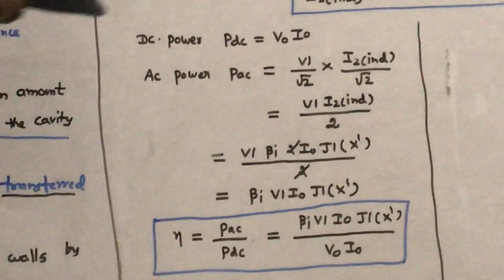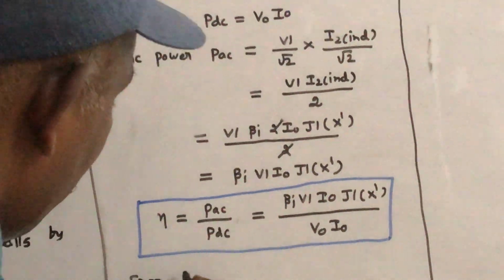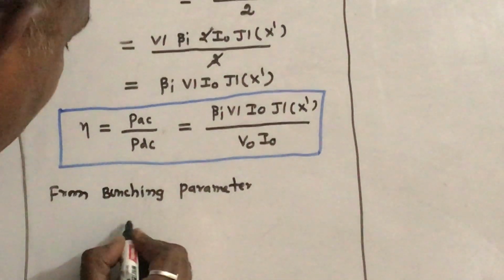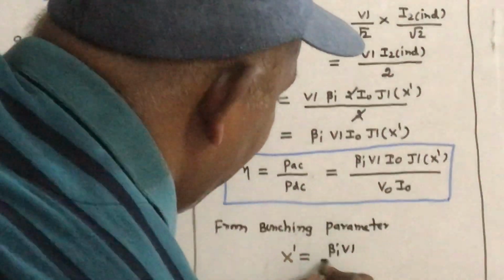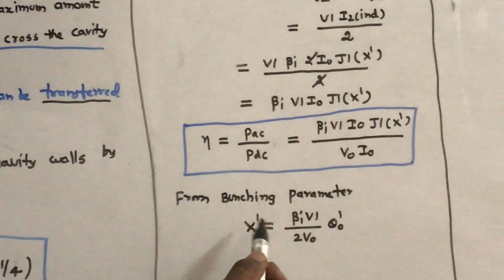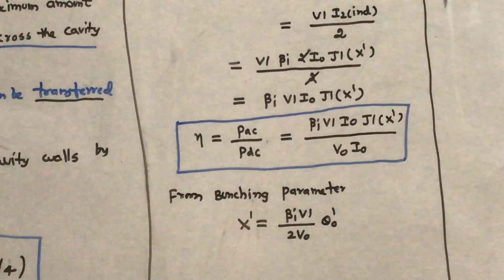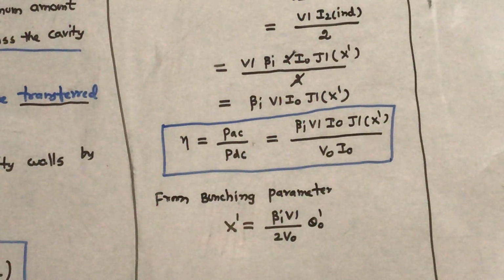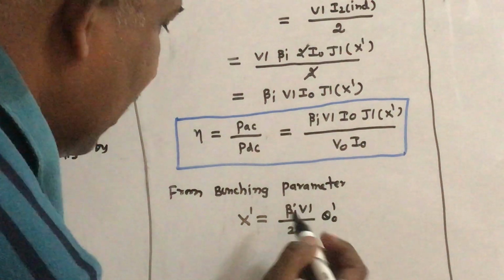Now, from the bunching parameter, as you know, very important formula. What is the formula for the bunching parameter? X dash is equal to beta I V1 by 2 V0 into theta 0 dash. Same formula as the two cavity Klystron, X is equal to beta I V1 by 2 V0 into theta 0, whereas the bunching parameter of reflex Klystron is X dash is equal to beta I V1 by 2 V0 into theta 0 dash. Just replace X dash and theta 0 dash.